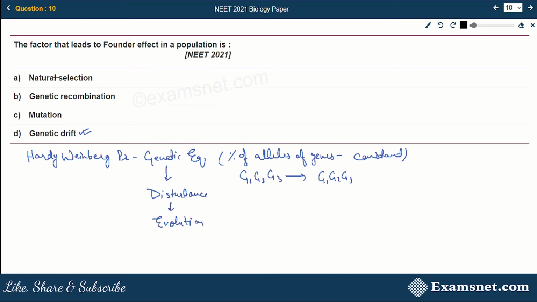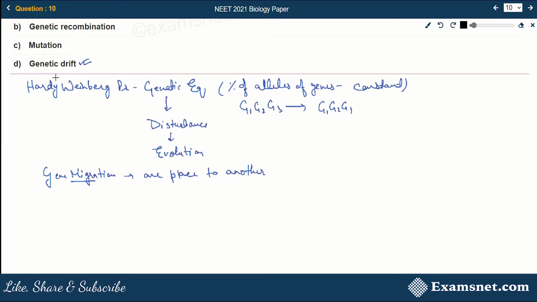Understood? Now there are 5 factors that can affect this genetic equilibrium. One is gene migration and the other are 4 options that are mentioned in the question. So let's see what is gene migration. As the name suggests, it happens when the population moves from one place to another. So what will happen during this process? Some of the genes might get passed to the new population, whereas some might get lost. And if this gene migration occurs accidentally or by chance, then it is known as genetic drift.